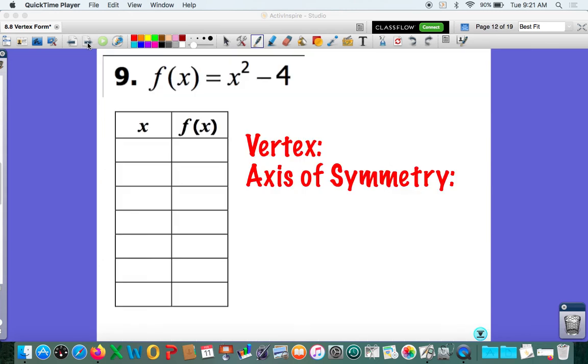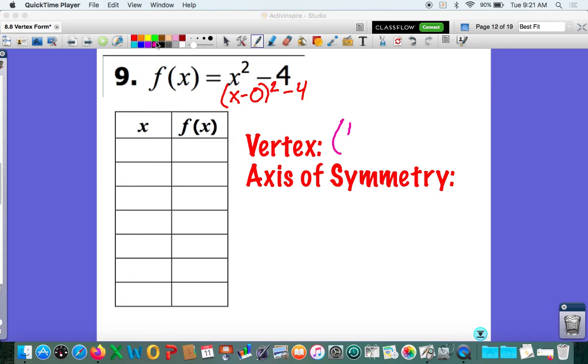The second one. Is this in vertex form? Well, sort of, but not really. Can I rewrite it like this? x minus 0 squared minus 4 to make vertex form? Yes, I can, because x minus 0 is still just x squared. Okay, so what is my vertex?